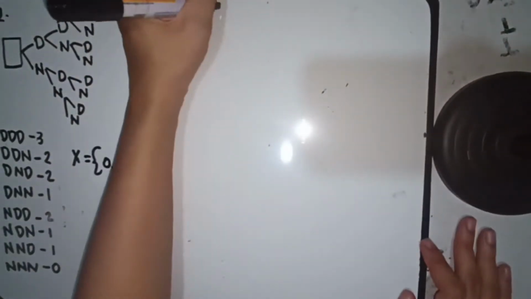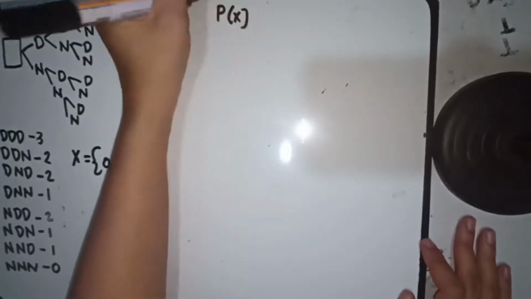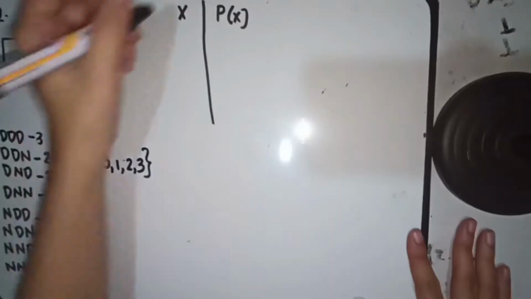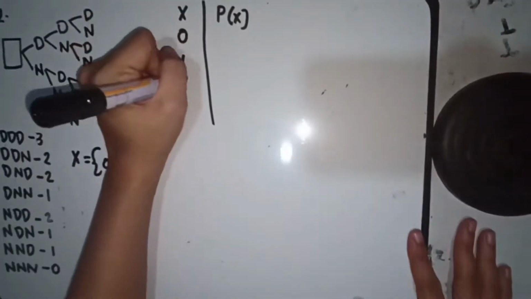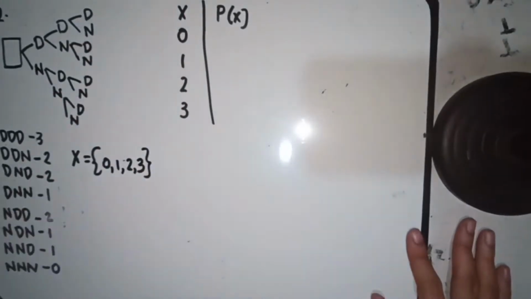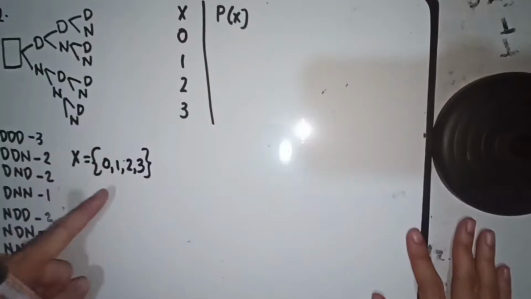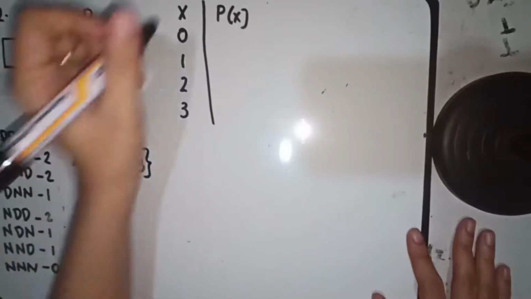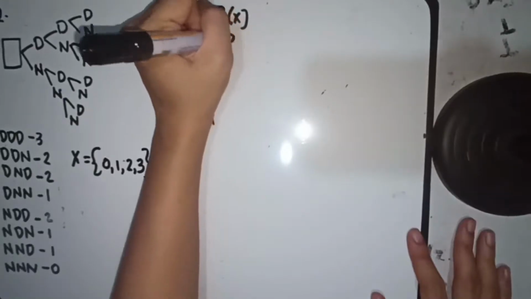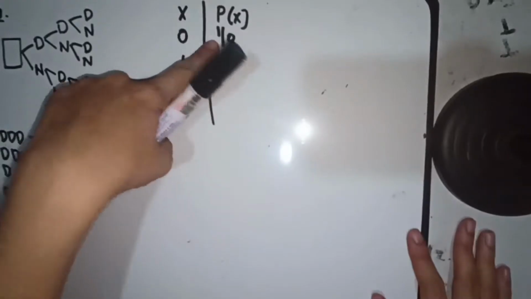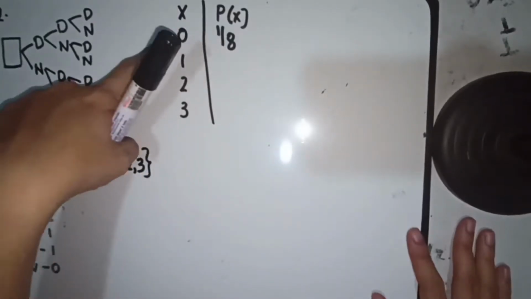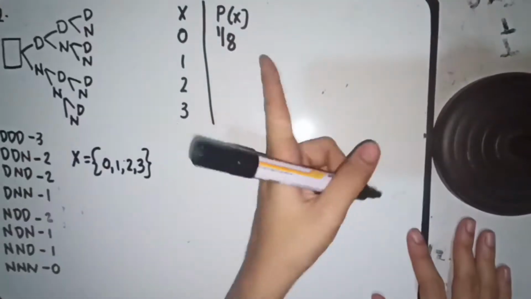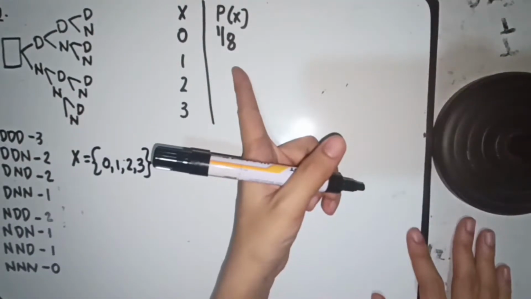Okay, so for our probability distribution, we have x and p of x. The values of our x are 0, 1, 2, and 3. For the probability of 0, we count how many times 0 occurs out of the overall number of outcomes, 8. So we have 1 over 8.